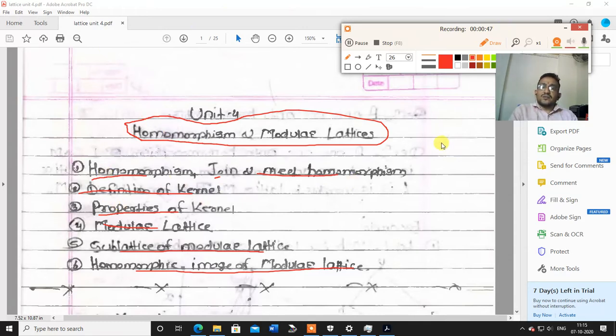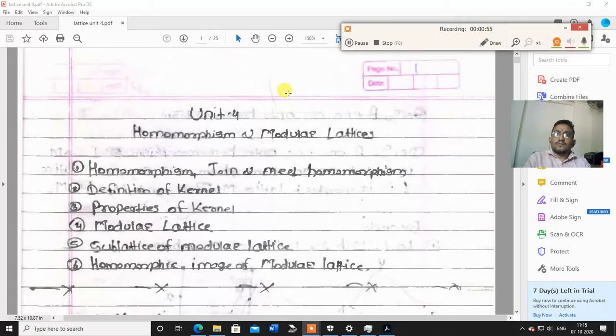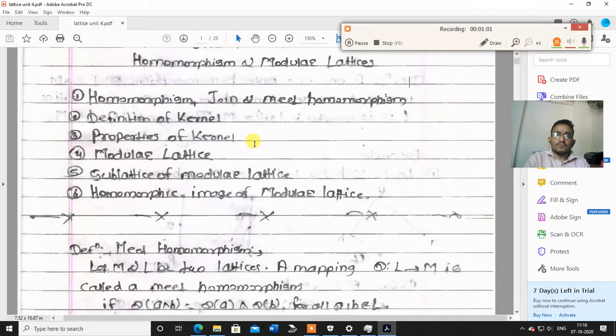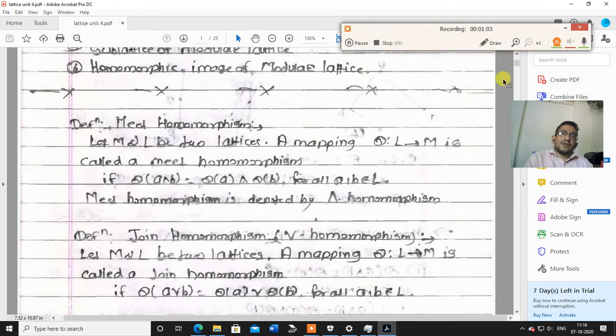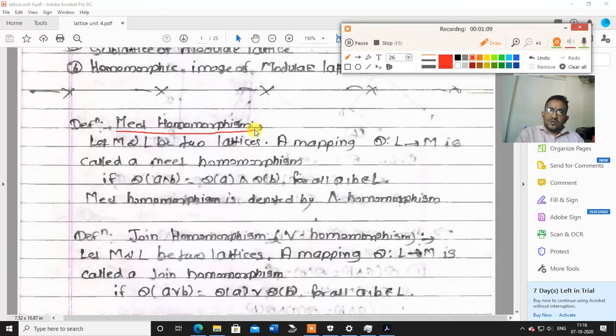Okay, so first, for the definition. So what is a mate homomorphism? Let M and L be two lattices. A mapping theta from L to M is said to be a mate homomorphism if theta of A mate B is equal to theta of A mate theta of B for all the elements of lattice L.